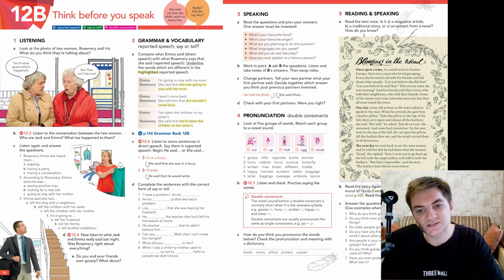Number 4, pronunciation, double consonants. Well, it sounds pretty serious, doesn't it? But actually, there will be just some words which you're going to practice saying, and that's all. All 5 sounds presented there are not new for you. Finally, reading and speaking, number 5. There is a story to read and discuss, and there is a nice list of questions to answer about gossiping.